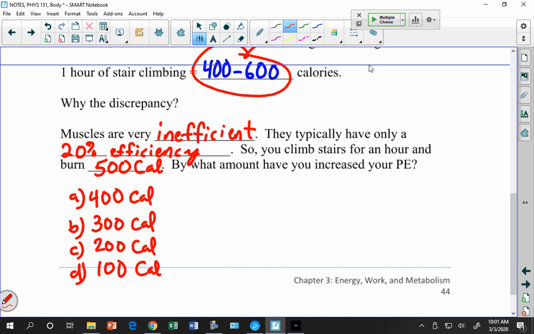I'll explain again what I'm asking. You climb stairs for an hour, and your body burns 500 calories. What now is your new gravitational potential energy? By how much have you increased your gravitational potential energy? Have you increased it by 400 calories, 300 calories, 200 calories, or 100 calories? If you're 20% efficient, by how much have you increased your gravitational potential energy?